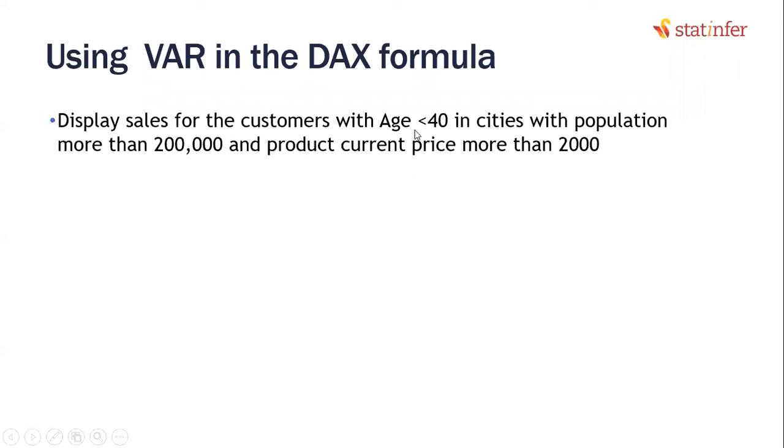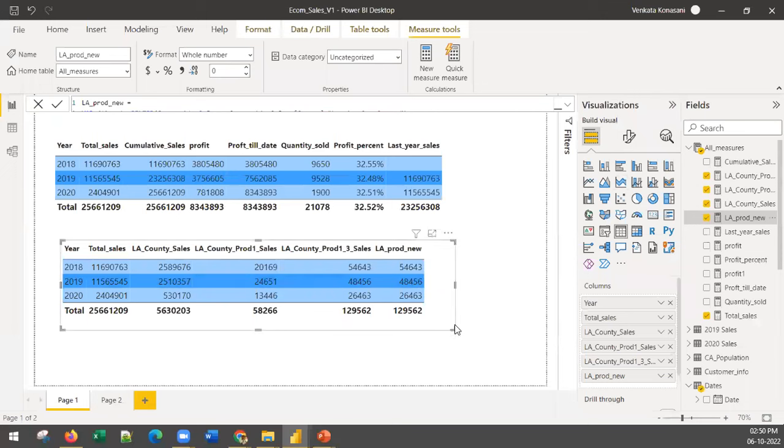What are the three conditions? Customer age is one condition. Age must be less than 40 and only from those cities which have population more than 2 lakhs or 200,000, and the product current price is more than 2000. With these three conditions, I want to create a measure that will calculate that particular sales. How do you do that?